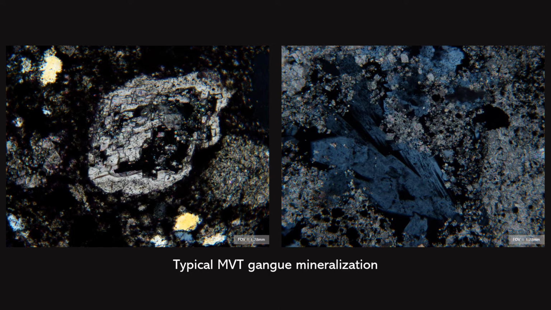Interestingly, a lot of the typical MVT mineralization was found in the breccias that we looked at. Optically, phases like sphalerite, galena, pyrite, and barite were all identified, and the last 2 of these are shown here. So on the left is pyrite amongst some dolomite grains, and on the right is a large area of barite.